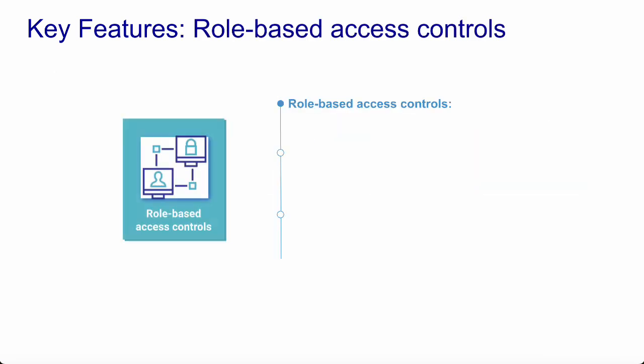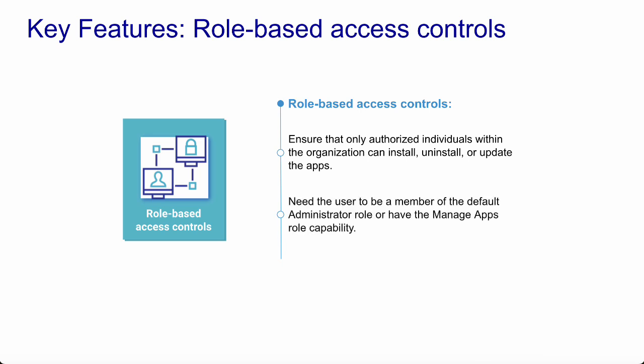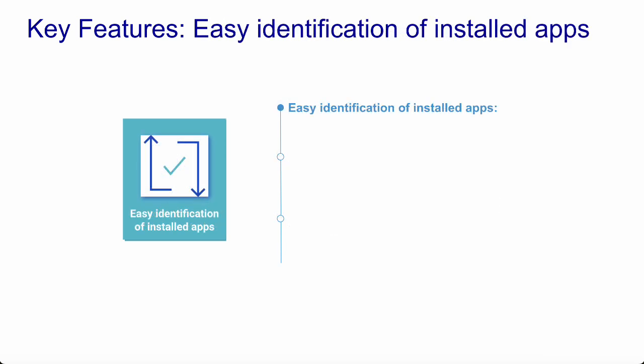Role-based access controls. These controls ensure that only authorized individuals within your organization can install, uninstall, or update apps. To perform these actions, you must be a member of the default administrator role or have the Manage Apps role capability. Easy identification of installed apps.